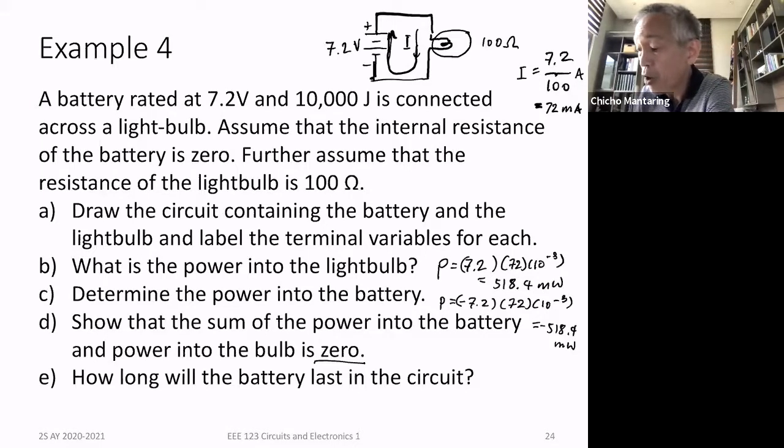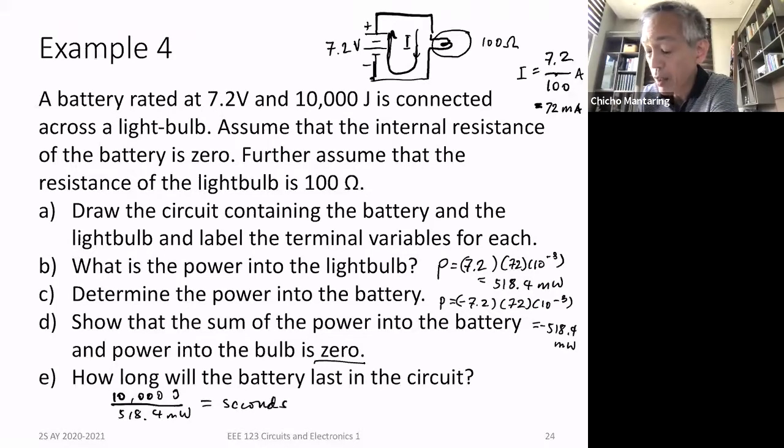Okay, the last question is, how long will the battery last in the circuit? You have 10,000 joules. If I divide that by the number of milliwatts, this should give me seconds. Because watts, remember, is joules per second. So I'm dividing joules by joules per second, which gives me seconds. What I'm going to get is 19,290.12 seconds, which is about 5.36 hours.